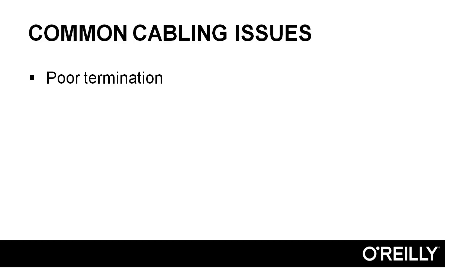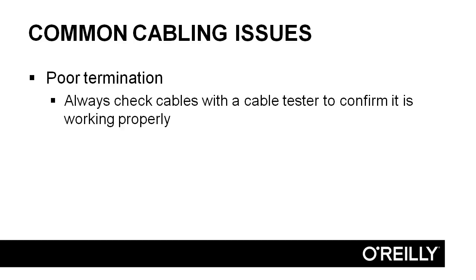Poor termination is a really common problem. And by termination, we mean where the cable terminates or ends. And guess what that means? A connector. Now, you cannot look at a connector and tell if it's okay. You can't look at the wiring and tell if it's okay. You should always check your cables with a cable tester before you ever put it into your network for the first time. Use a cable tester to confirm it's working properly.